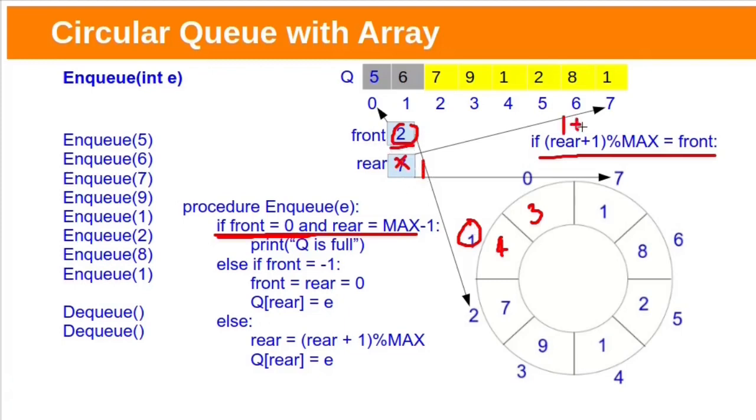Rear plus 1 means 2. 2 mod array size, which is 8, so the result is 2, which is equal to front. Front is also 2. So we can raise the error queue is full.